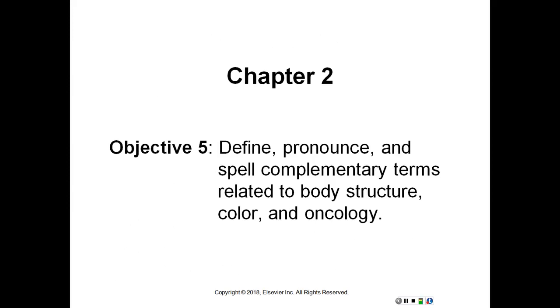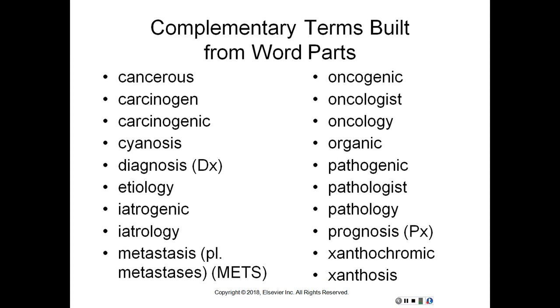Continuing with Chapter 2, Objective 5, we're going to define, pronounce, and spell complementary terms related to body structure, color, and oncology. So what does complementary mean? Basically, it just further describes the picture of what is wrong with the patient. It could describe a sign, a symptom, a specialty, and other related words to that specific body system.